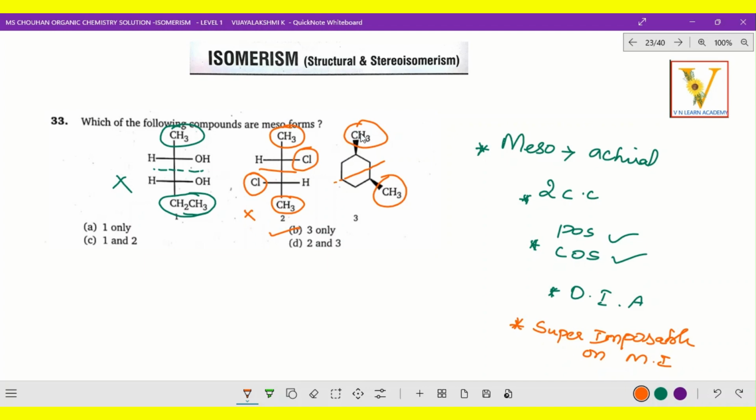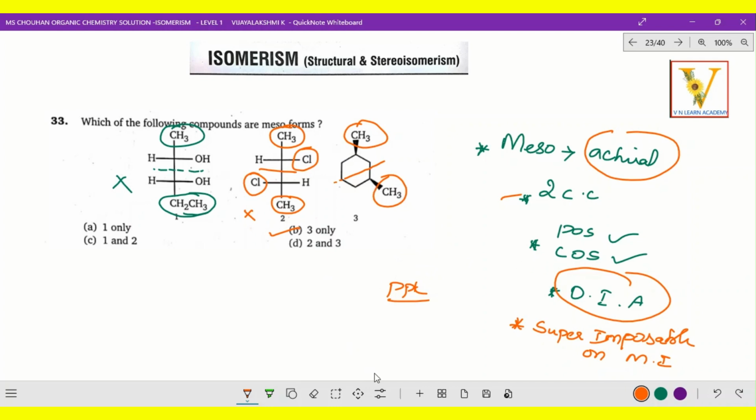What are the conditions? They have to be mandatory when we are looking at the compound. The first one, it has to be achiral, and a minimum of two chiral centers must be present. And the next one, POS and COS, is mandatory, it has to be present. And it is optically inactive. Optically inactive means superimposable on its mirror image, and it cannot rotate PPL, plane polarized light. I hope you got the clarity about all these points related to the meso compound.